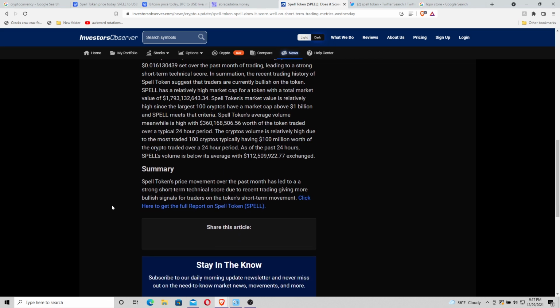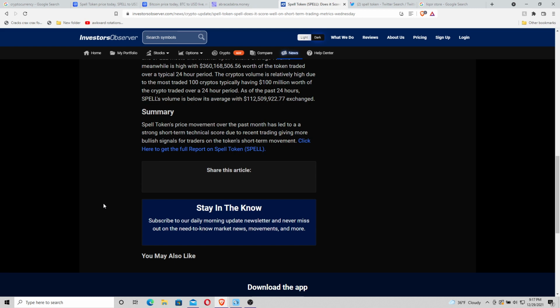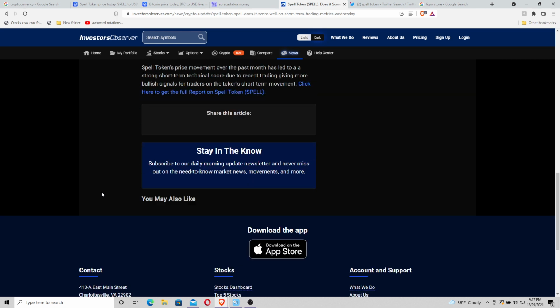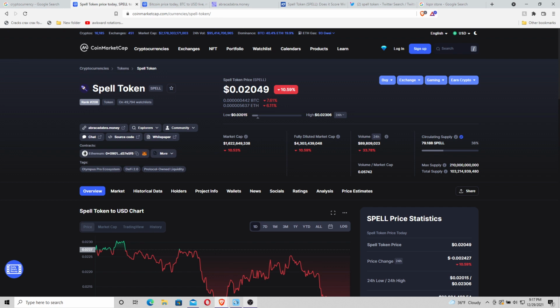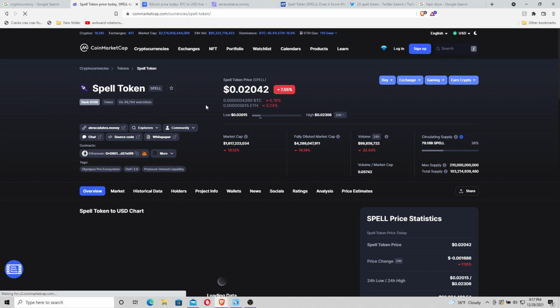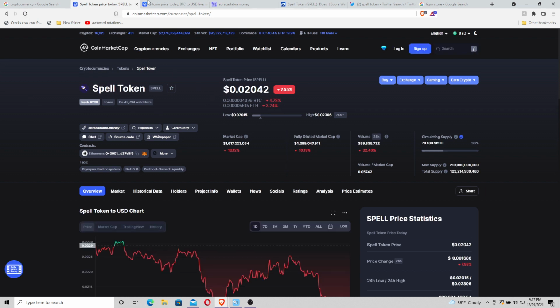Spelltoken's price movement over the past month has led to a strong short-term technical score due to recent trading, giving more bullish signals for traders on the token's short-term movement. So that's a short-term analysis of Spelltoken, and it does align with my analysis. As long as it can maintain itself above that 0.07 range, obviously I think that it's still in bullish territory.